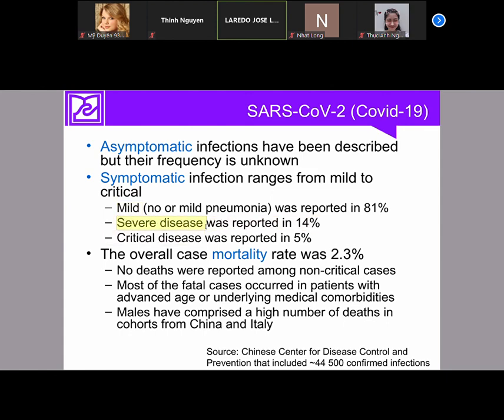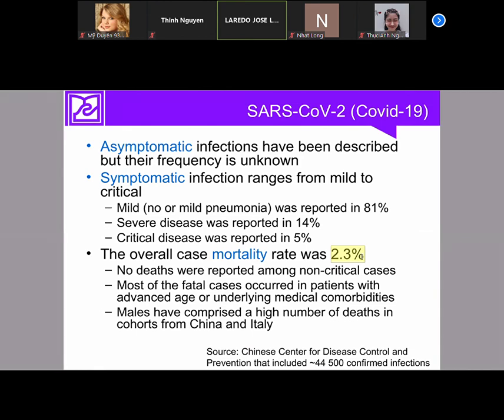Severe disease is only found in 14% of people. And critical disease, very severe, who require ICU, is around 5% of people. So most cases are very mild or even asymptomatic. The mortality seems to be 2.3%, but maybe the mortality is much, much lower because we don't know the number of asymptomatic people, okay? But with the data that we have, these data have been provided by the Chinese Center for Disease Control, the mortality now is about 2.3% of people.